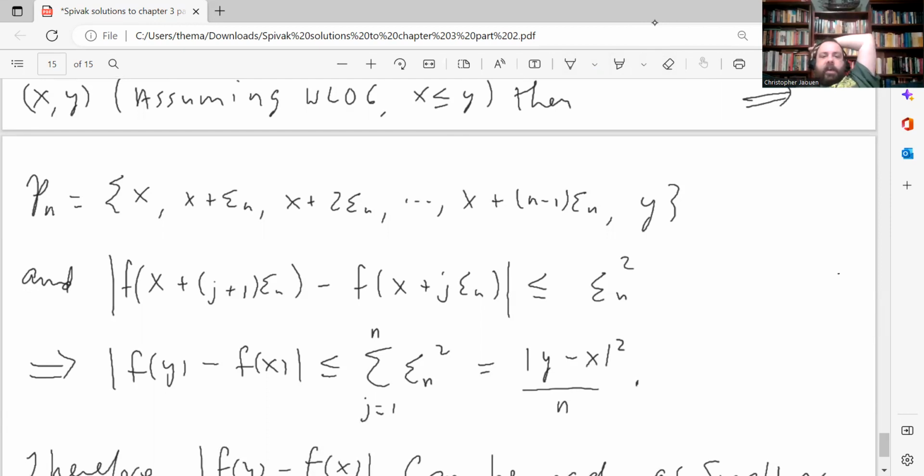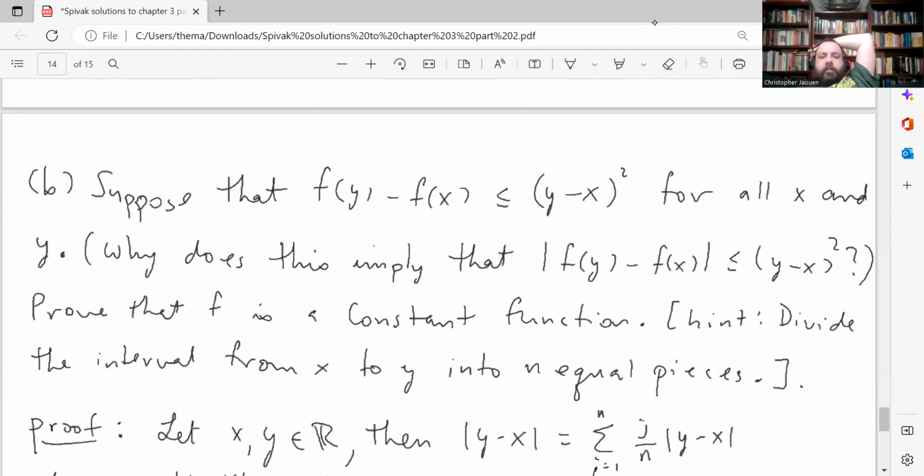All right, for each of those subintervals, if you take the length of the consecutive points in the partition, for example, f of x plus j plus 1 epsilon n minus f of x plus j epsilon n in absolute value, that'll always be less than or equal to epsilon n squared. That follows from our assumption here that this is true.